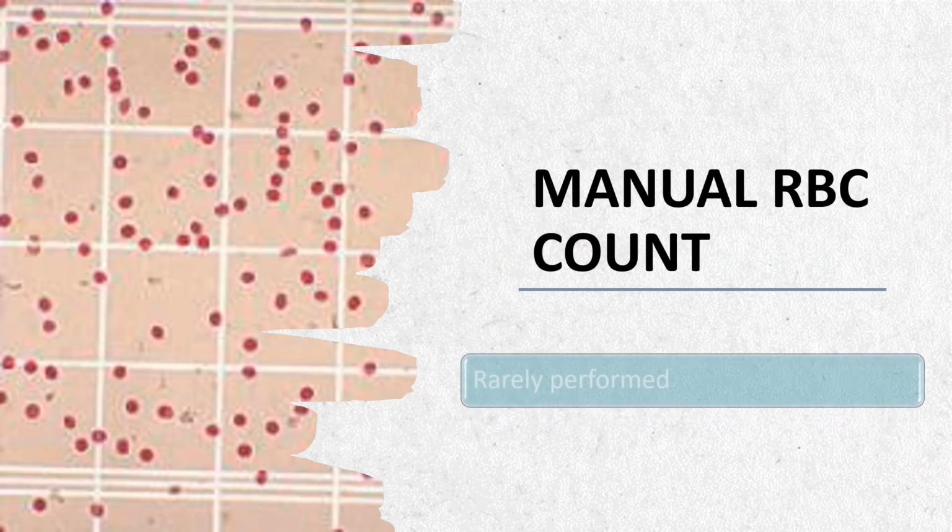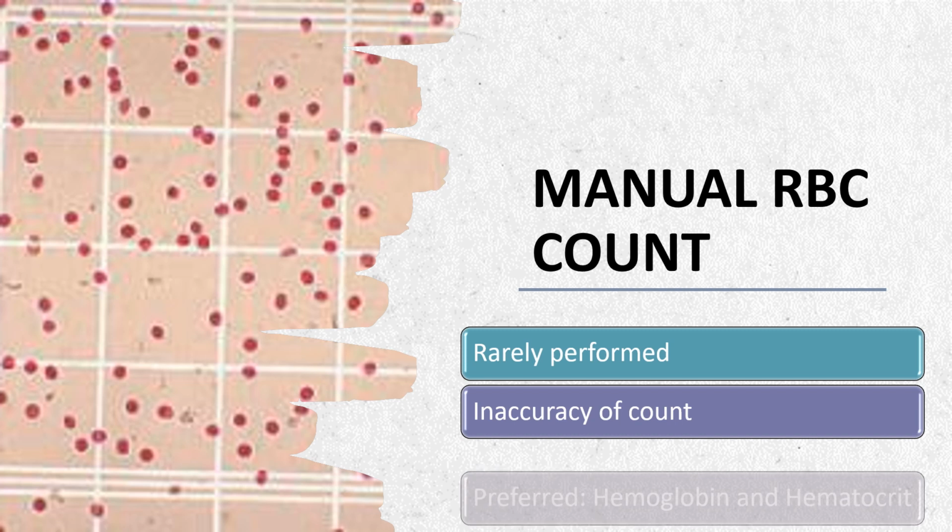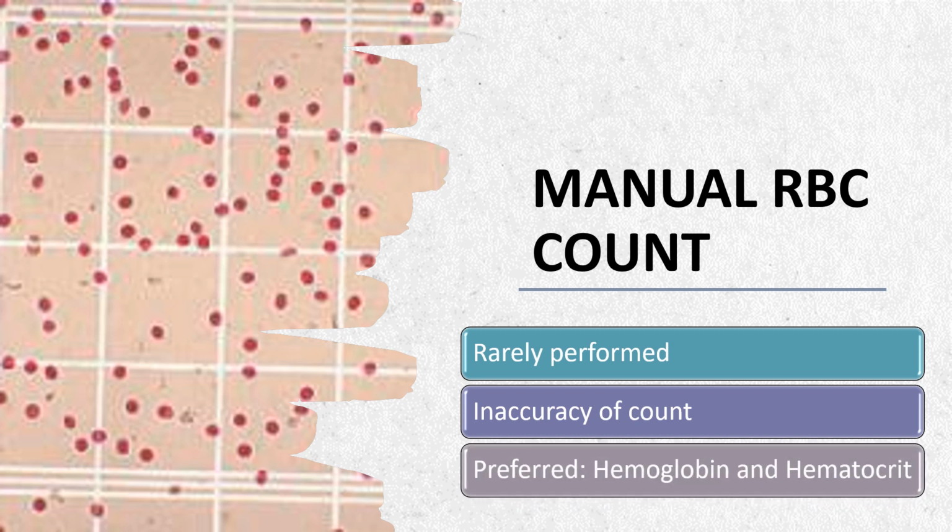Manual red blood cell counts are rarely performed because of the inaccuracy of the count and questionable necessity. The use of other more accurate manual blood cell procedures like hemoglobin and hematocrit are preferred.